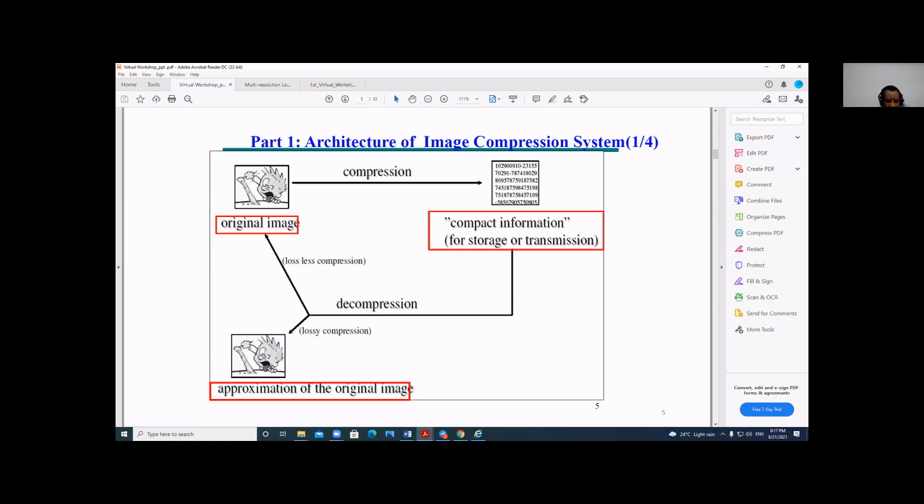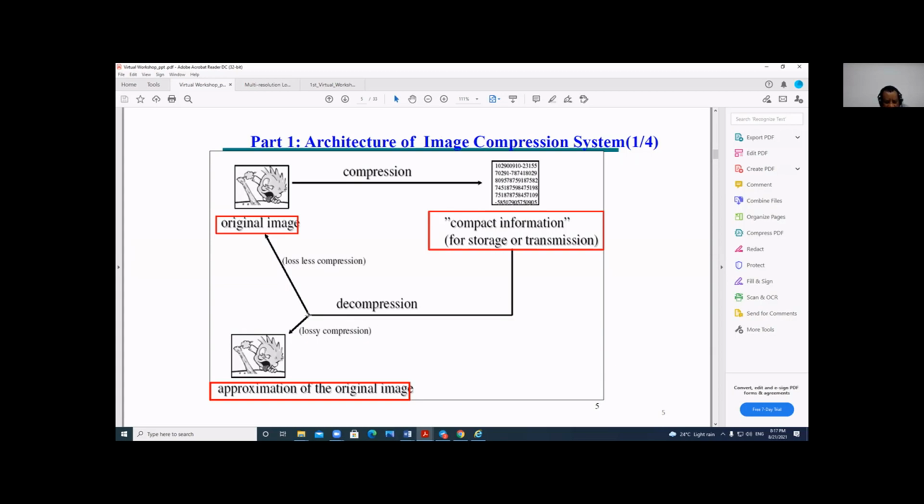So this is the original image in our case, then it is compressed. Behind this picture, there are numbers, intensity values. This represents the compact representation of the original image. This will be done by the source sender. And there is another receiver at the other end. This is the transmission media.